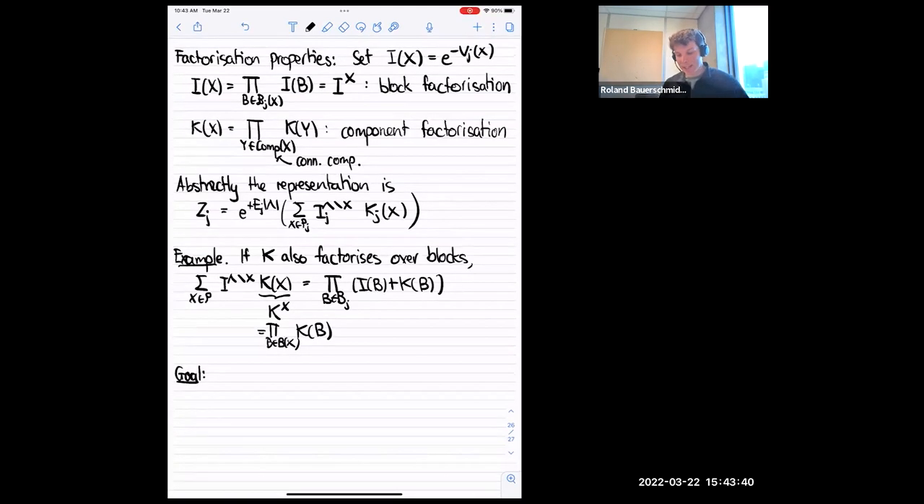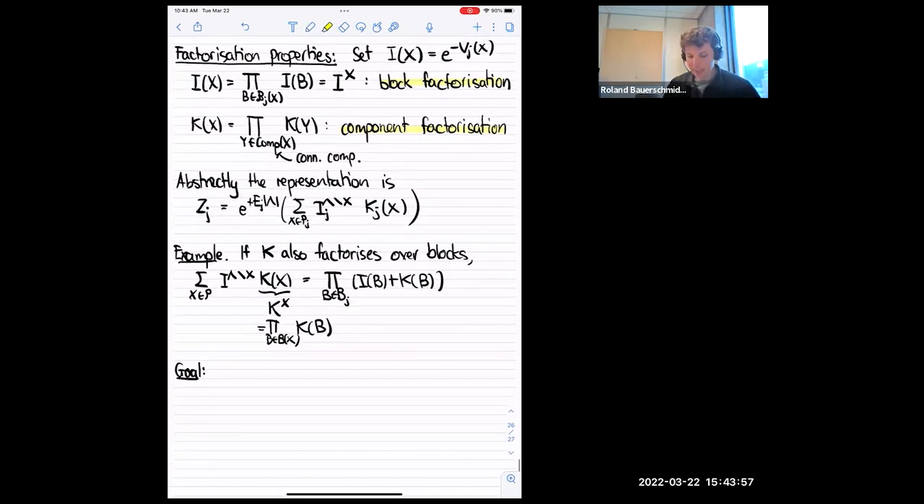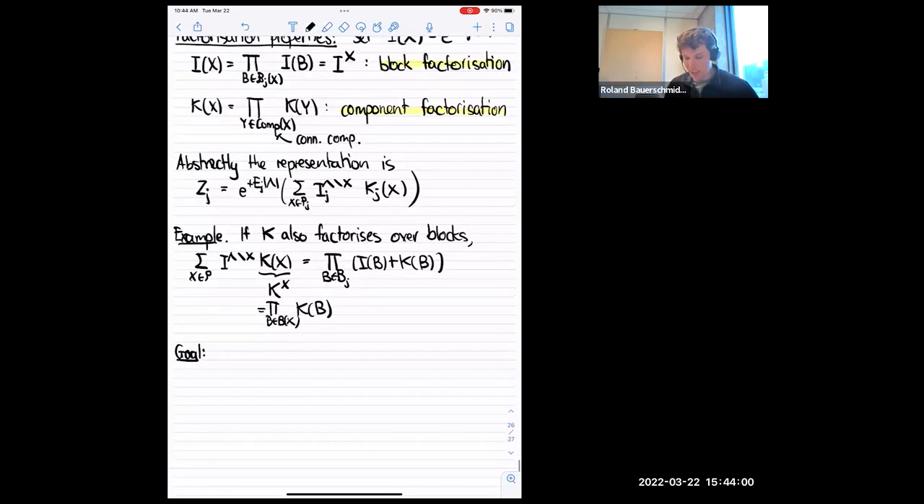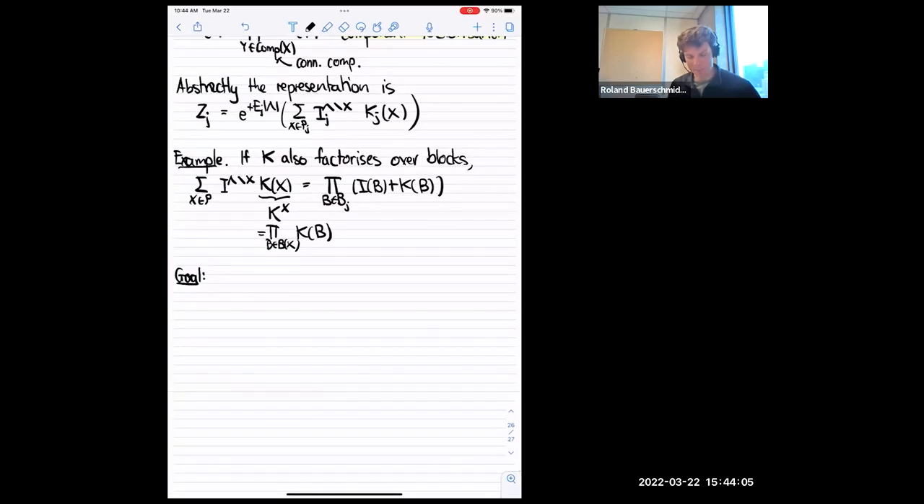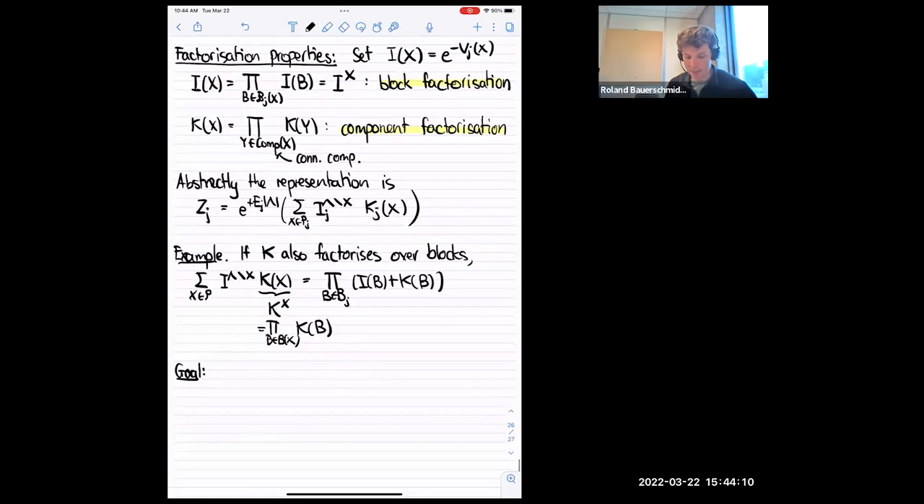But the good thing, so that's the bad news. We will always generate some non-local interactions. Exactly. So that's the bad news. But the good news is the component factorization can be preserved. Okay. So before explaining this in an example, let me state what our goal is. I'm going to restate this a couple more times so that we don't forget.